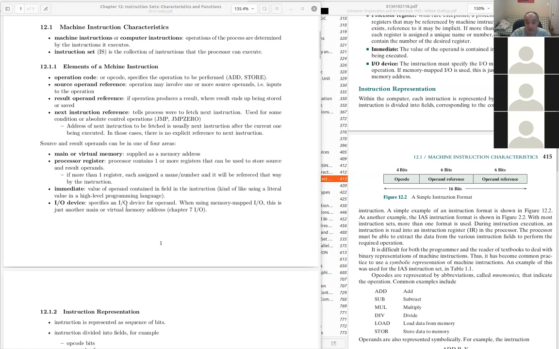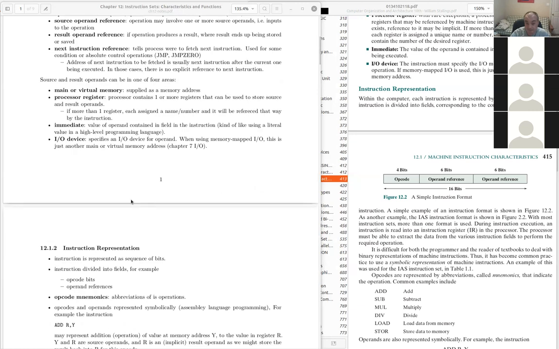Or it can be an IO device. Although again, lots of times if you're using something like memory mapped IO, there won't really be a special kind of thing for IO devices. It just looks like another memory address if you want to do something that maps and fetches or retrieves from an IO device.